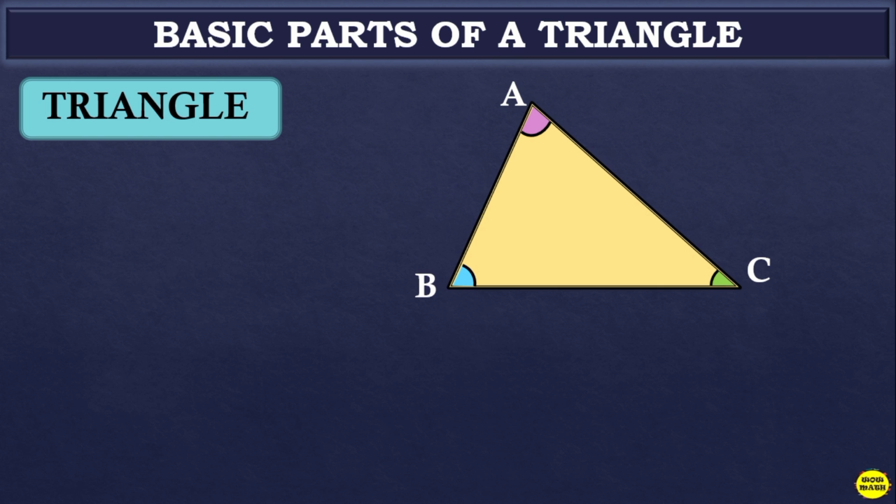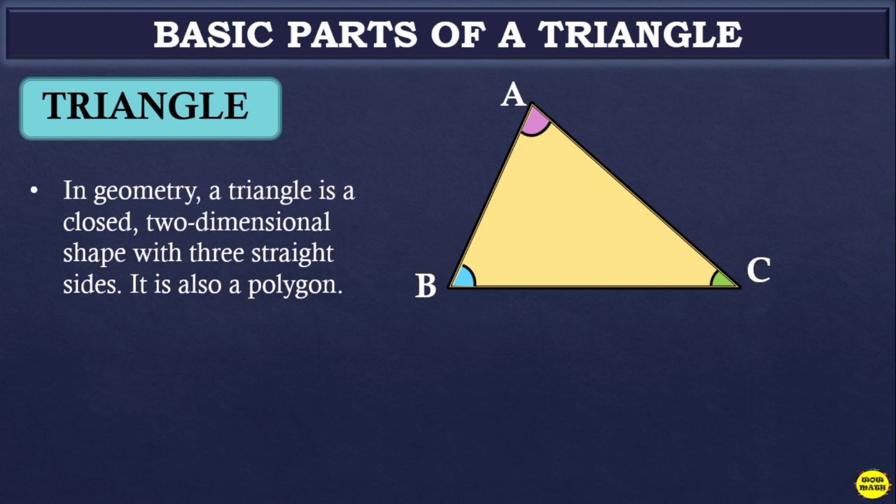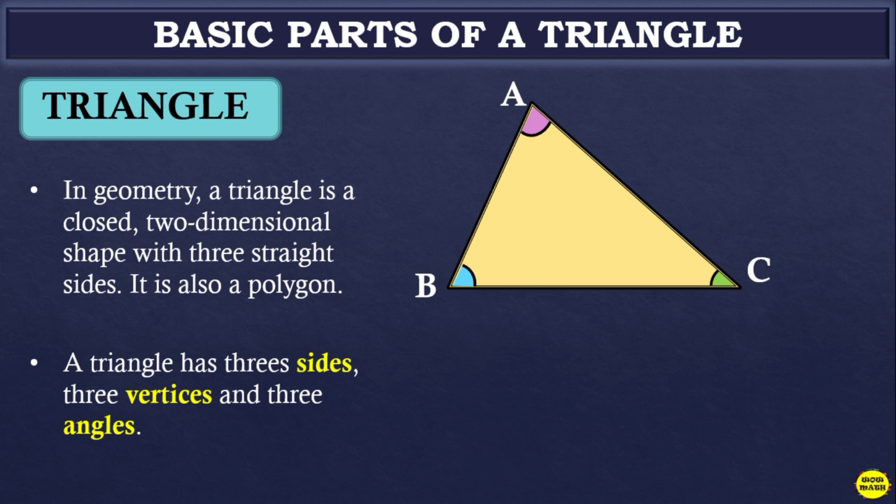So let's have first the basic parts of a triangle. As you can see, a triangle is a closed two-dimensional shape with three straight sides, and it is also a polygon. So pag sinabi natin polygon, it must have sides. A triangle has three sides, three vertices, and three angles. So a triangle is a polygon. Let us name the sides, the angles, and vertices of the triangle.